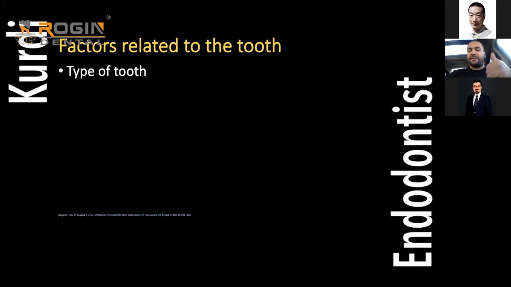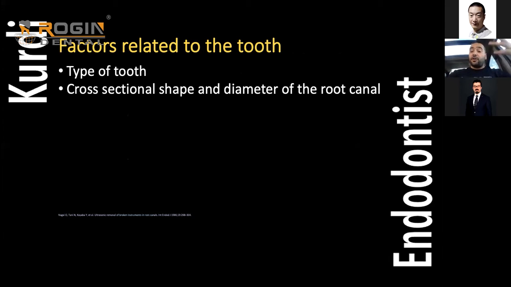Type of tooth. Indeed, surgery or episectomy or bypass or even retrieval in an anterior tooth is much easier than premolar, which is much easier than molar. Cross-sectional shape and diameter of the root canal. Indeed, working on a lower first molar, for example, if you are working on the distal big root, it will be much easier to do whatever treatment option you take than on the mesial roots or the mesial canals.